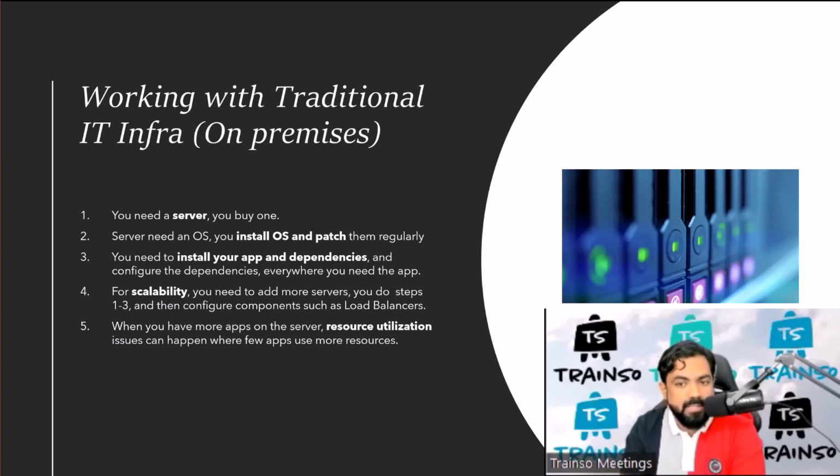And with horizontal scaling, when you have more machines, you'll have to put something called a load balancer in place to balance the load. Whenever you are adding these extra machines, they also need to have all these apps, dependencies, and everything ready. When you have more apps on the server, resource utilization issues can happen where a few apps use more resources. Then again, you will analyze which apps are creating those issues, and then you may move some of these apps to a different server.